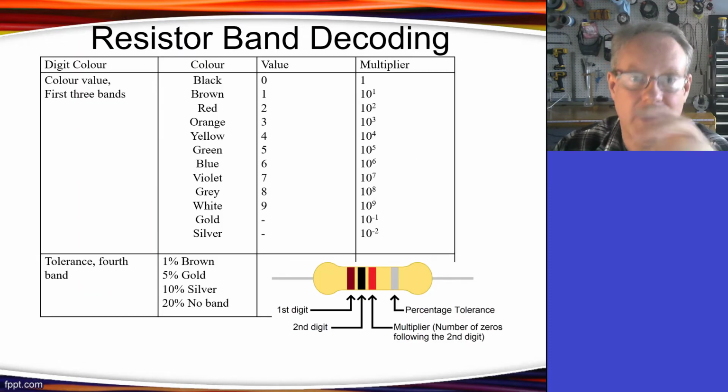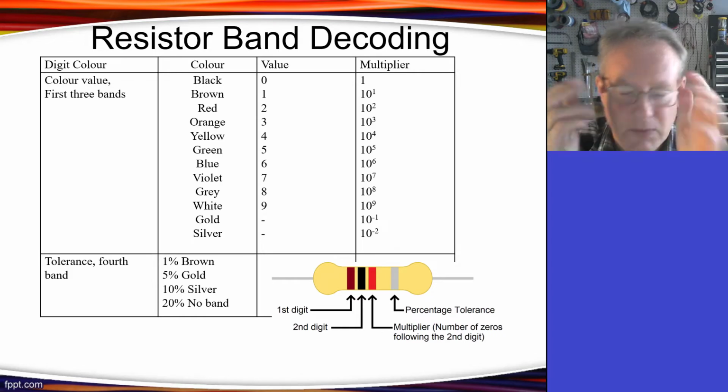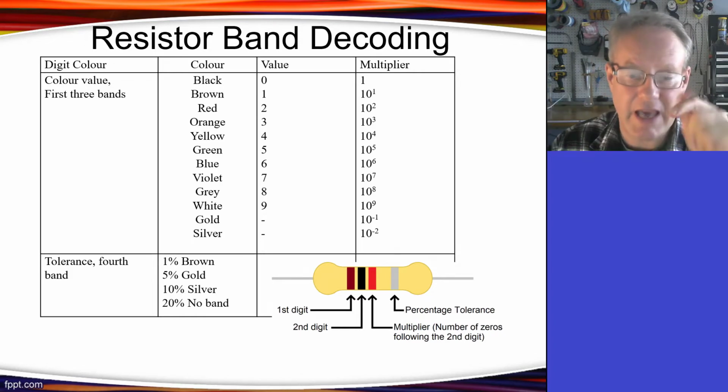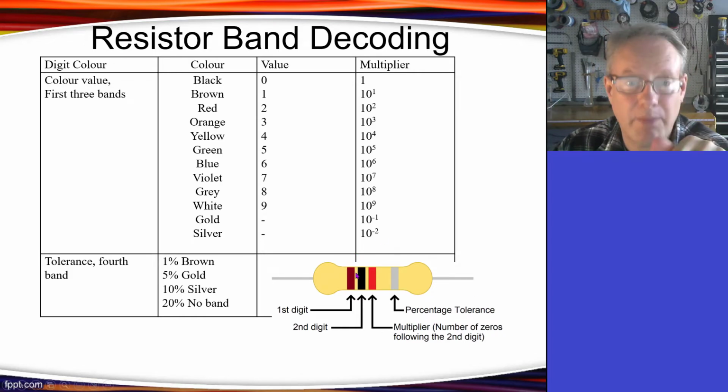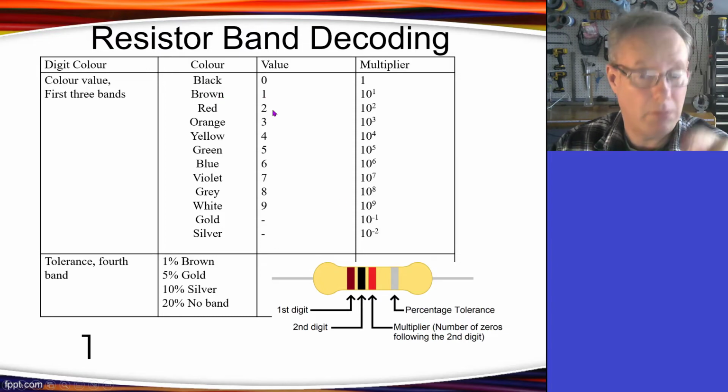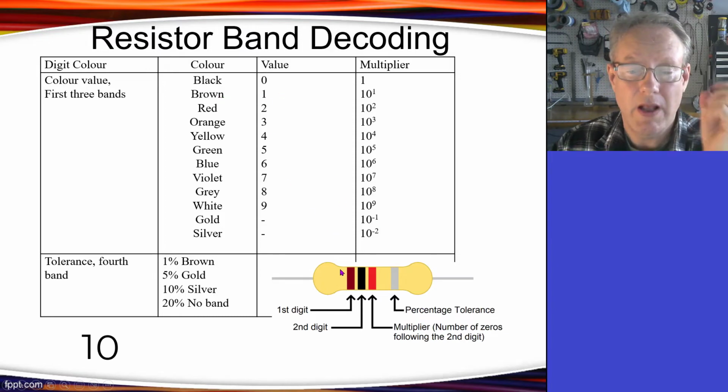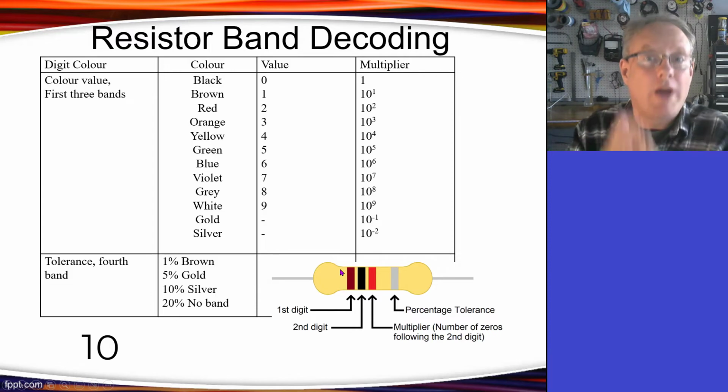Okay, let's take a look at the numbers and the color codes. So again, the first two digits are just numbers. So in this case, I've got a brown and a black. So let's take a look at it. Brown is 1. Okay, black is 0. Okay, so the value of this is 1, 0.